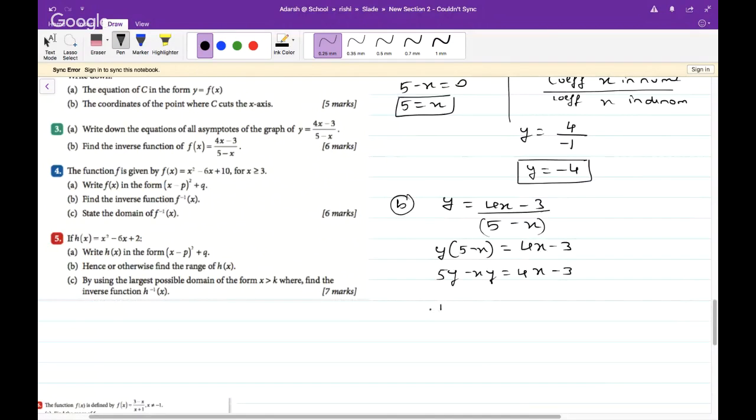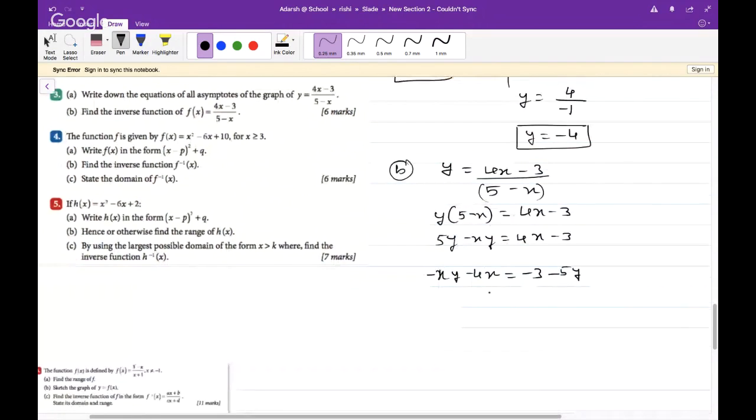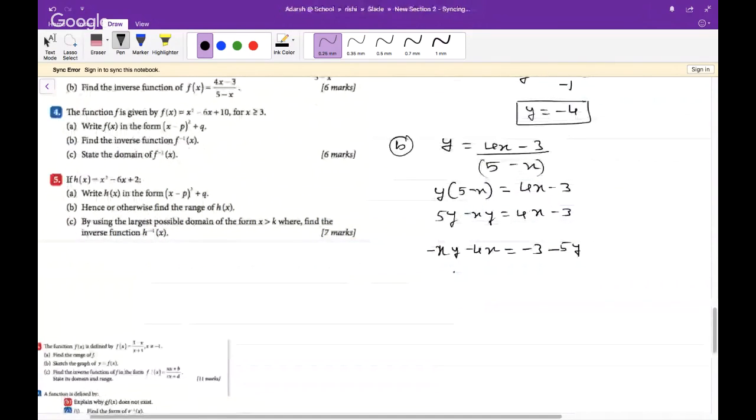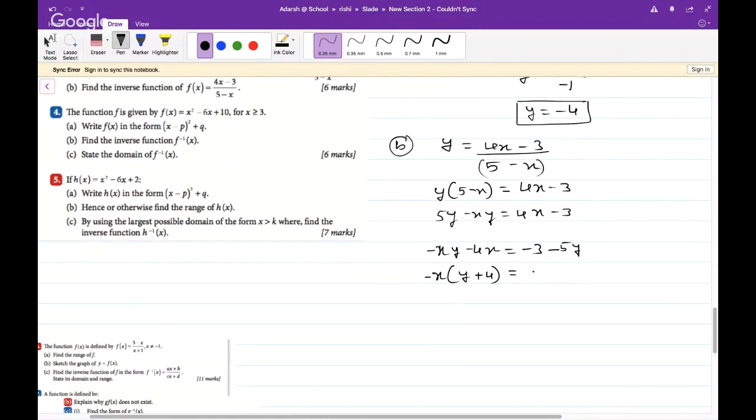So minus xy minus 4x is equal to minus 3 minus 5y. Now take out x common. If we take minus x as well, so I have y plus 4.